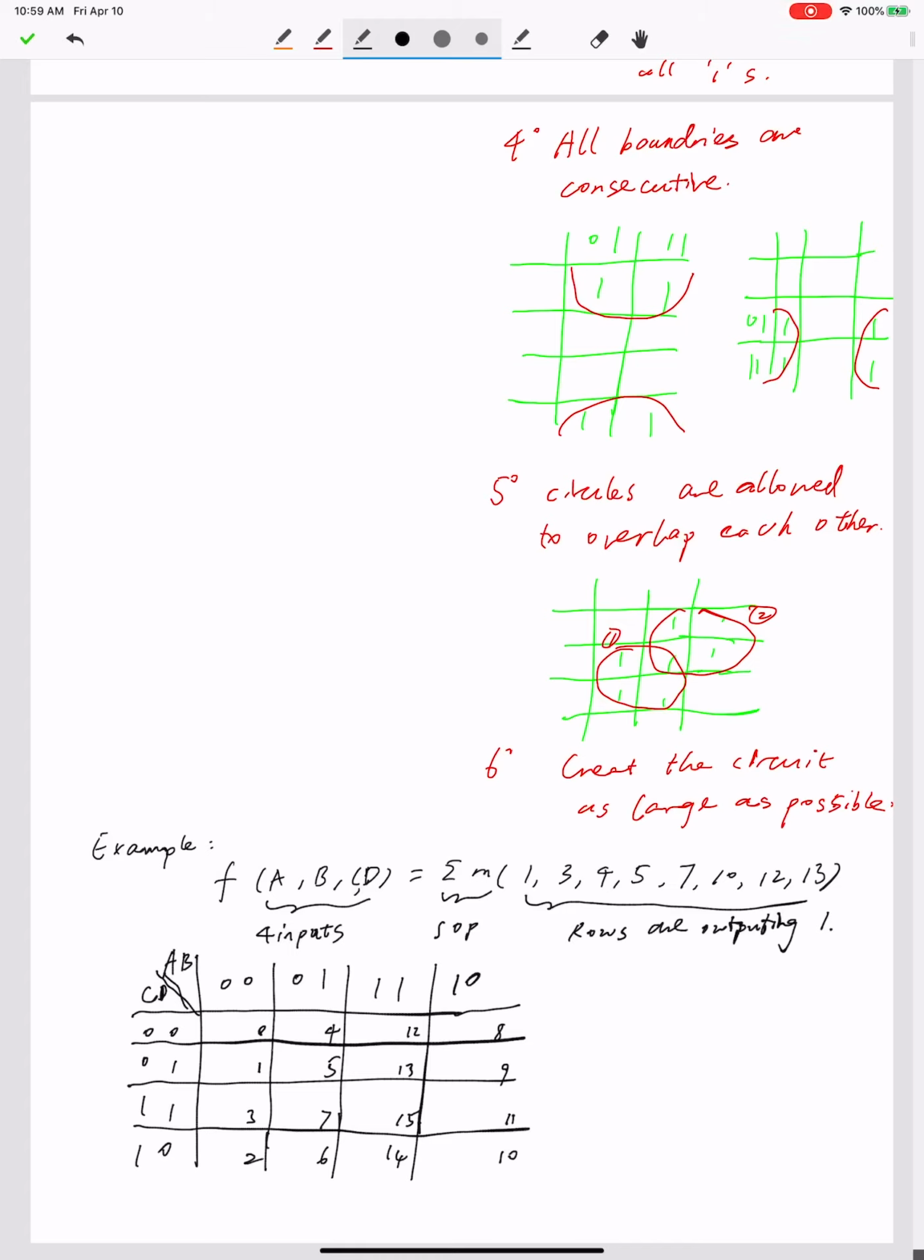Right. Alright, so here we have A, B, C, D as the inputs, and these rows are outputting ones. The first one, row 1, row 3, row 4, 5, 7, 10, 12, 13. Did I get them all? Yes. That's all the rows outputting ones, right?